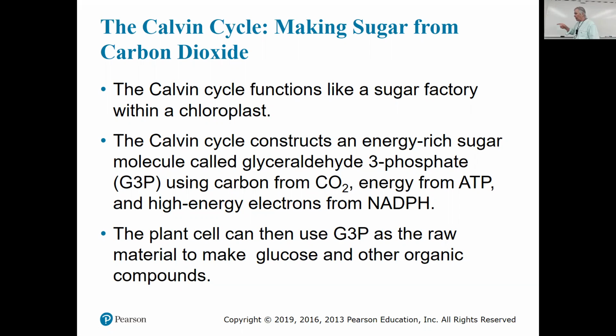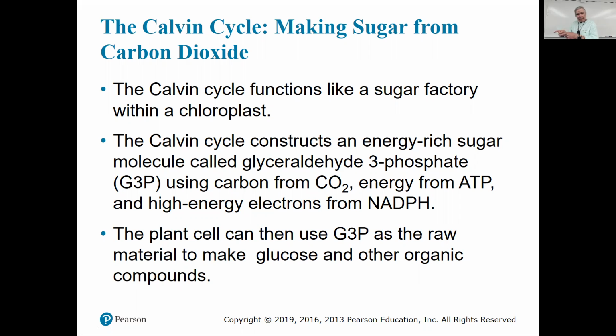So it constructs an energy-rich sugar molecule called glyceraldehyde 3-phosphate, or G3P, using carbon from CO2, energy from ATP, and high energy electrons from NADPH. So where does the CO2 come from? It comes in from the atmosphere through the stomata.